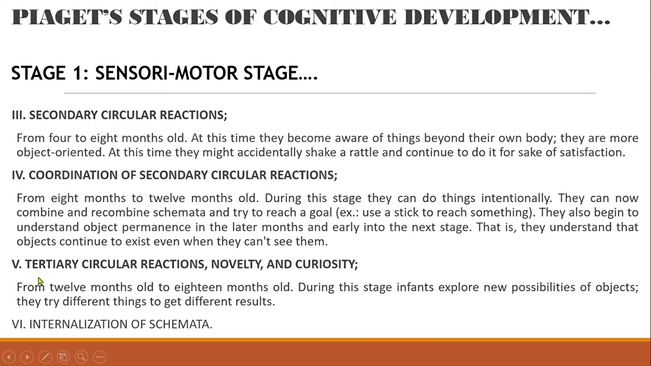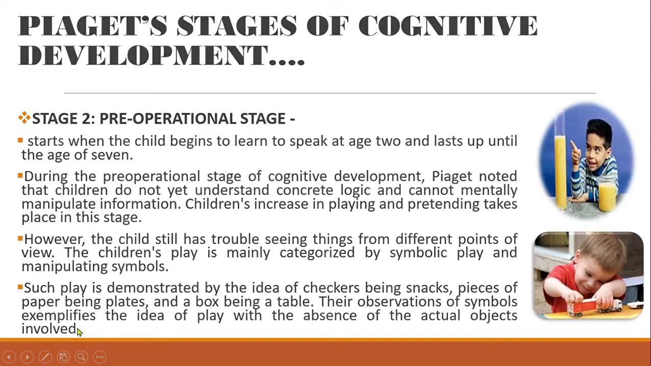And fifth, tertiary circular reactions, novelty, and curiosity. From 12 months old to 18 months old, during this stage, infants explore new possibilities of objects. They try different things to get different results. And then six, internalization of schemata.